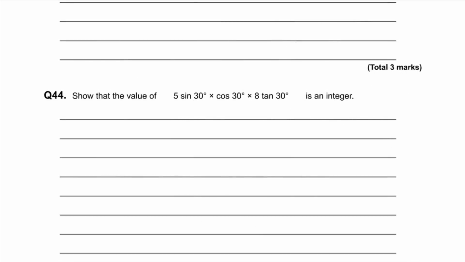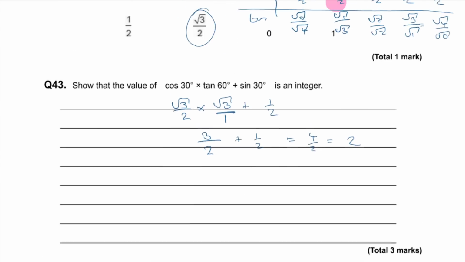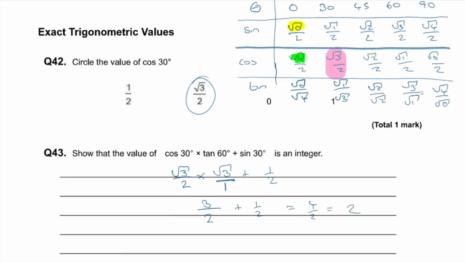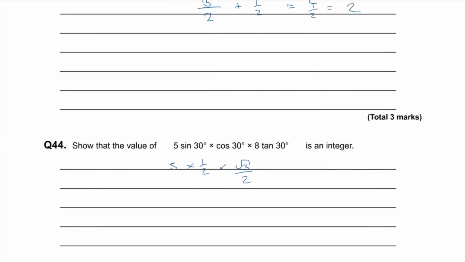Question 44, show that the value of 5 sine 30 times cos 30 times 8 tan 30 is an integer. I remember from the last question, sine 30 was a half, and cos 30 was root 3 over 2. What's the tan of 30? Let's go back up and look at the table. Tan of 30 is this one here, look, root 1 over root 3. Well, the root of 1 is just 1. So that's going to be times 8 times root 1, which is just 1 over root 3 down there.